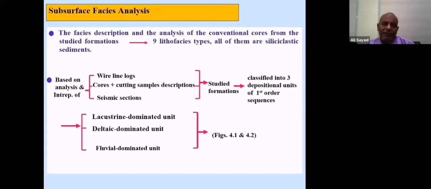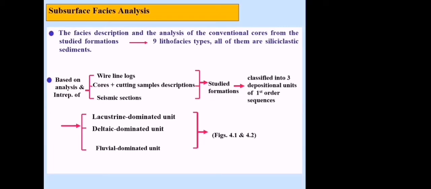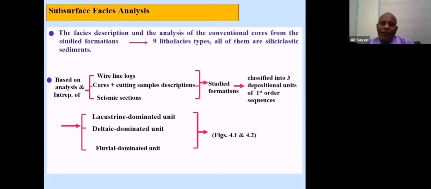The subsurface facies analysis reveals that we have 9 lithofacies types. All of them are, as I said, siliciclastic. We haven't got any marine sediments here. Based on analysis and interpretation of well logs, core cuttings, and seismic sections, the studied formations, that is Bantu, Abu Jabra, Bantu, and Aradeva, Zerga, Ghazal formations, are classified into 3 depositional units of first order. As I said, at the base we have the lacustrine dominated unit, more or less in the middle of the well profiles, deltaic, at the periphery of the basin. But within this, we have fluvial dominated units.